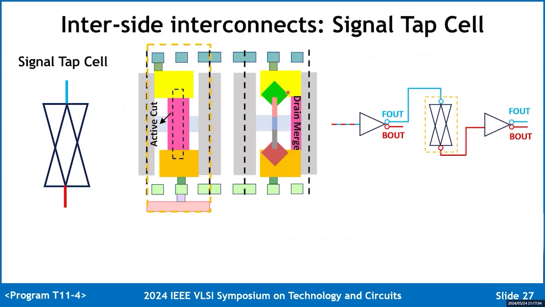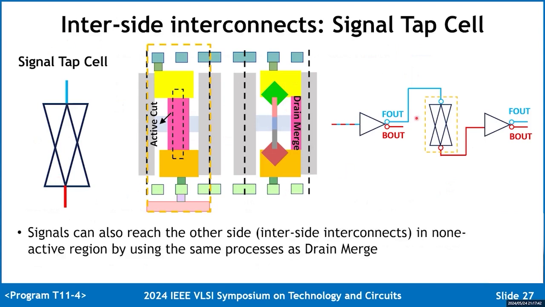Besides dual-side interconnects, we also have inter-side interconnects, which is enabled by the signal tap cell. Signals can reach the other side through the signal tap cell in non-active region. Note that the signal tap cell is formed by using the same processes as the drain merge. In this way, no extra process is needed for inter-side interconnects, such as the TSV.